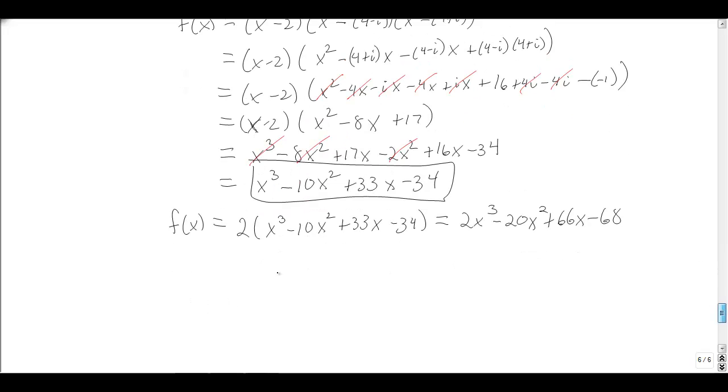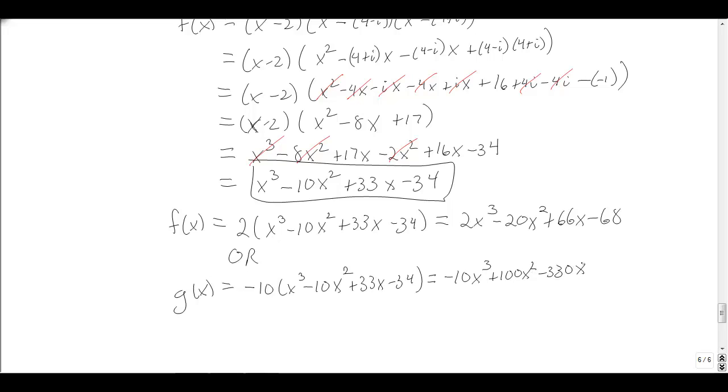Or let's call it g of x, although I guess they called it f originally, so you should call it f, but we'll call it g of x. You can multiply by negative 10 times x cubed minus 10x squared plus 33x minus 34. The idea here is that multiplying by some real number does not change the zeros, which is really the only information we have. So I get a negative 10x cubed. Negative 10 times negative 10 is plus 100x squared. Negative 10 times 33 is negative 330x. Negative 10 times negative 34 is plus 340.